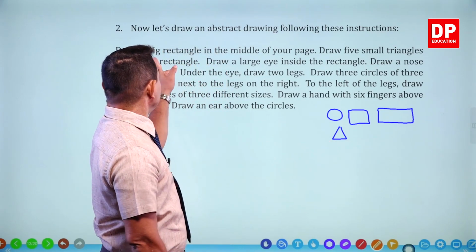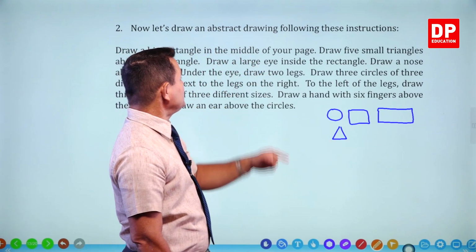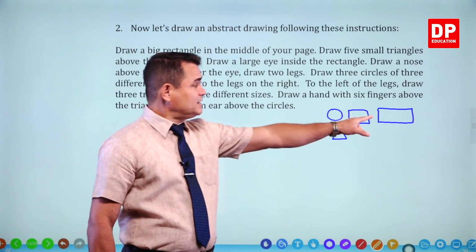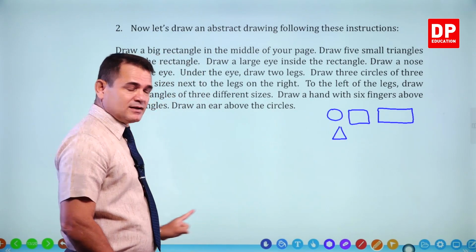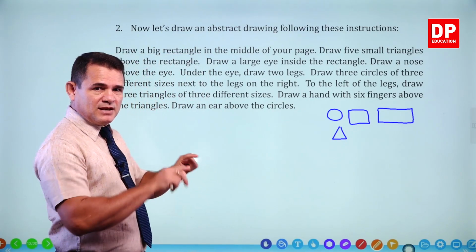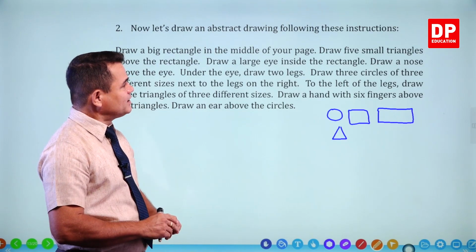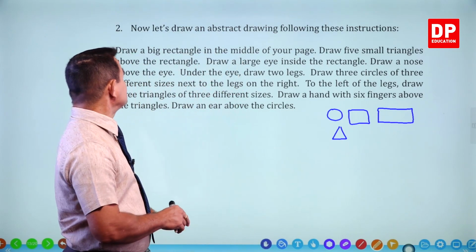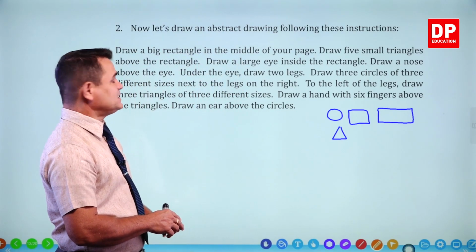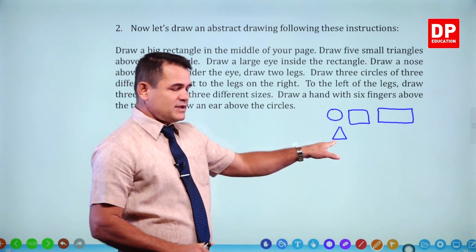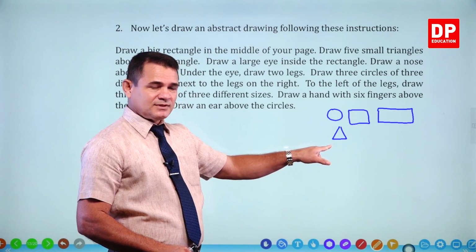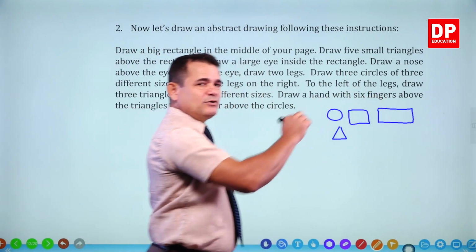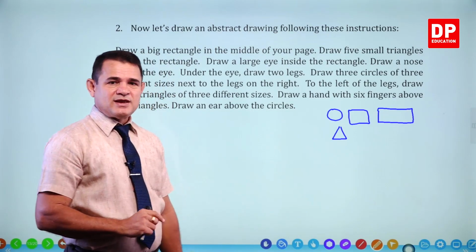So then first you have to draw a big rectangle in the middle of your page. Big rectangle. Draw 5 small triangles above the rectangle. You know triangles? Above, ඉහලින්. ඒකට ඉහලින් අඳින්න ඕනේ මොනවාද? 5 triangles.